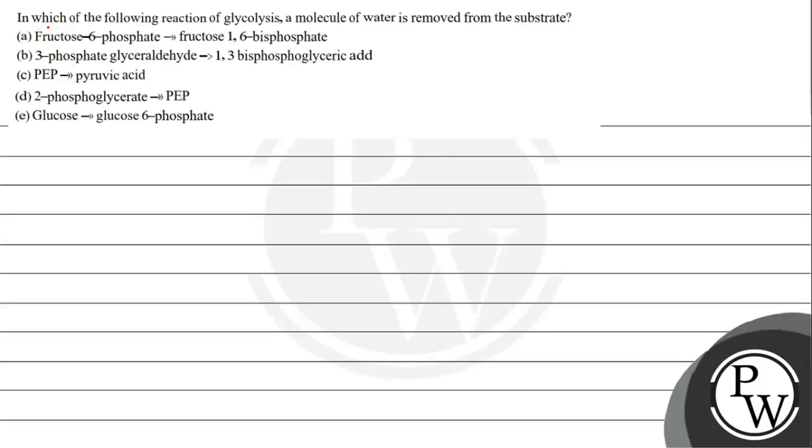Let us look into the process. The question says: in which of the following reactions of glycolysis is a molecule of water removed from the substrate? So these are the options given to us, and the key concept that we would be discussing is glycolysis. Under the process of glycolysis, there are 10 steps in total.